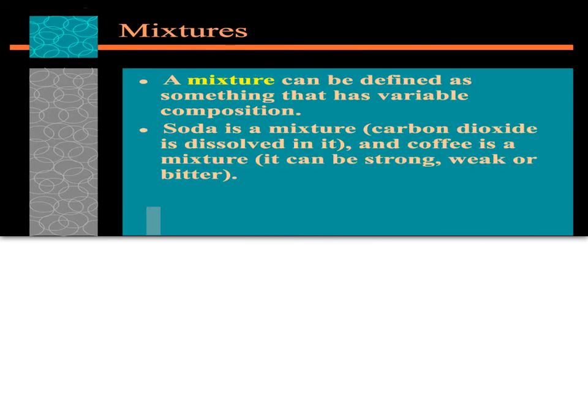A mixture can be defined as something that has a variable composition. So an example would be soda. It's a mixture of carbon dioxide and sugars and syrups mixed in with some water as well. Coffee would also be a mixture. Depending on how strong or weak your coffee is, you're going to have different amounts of different materials, different amounts of water for a weaker coffee versus less water for a stronger coffee.